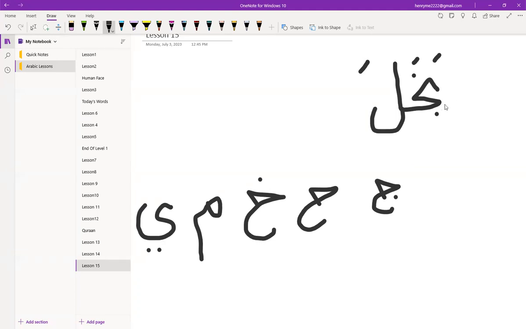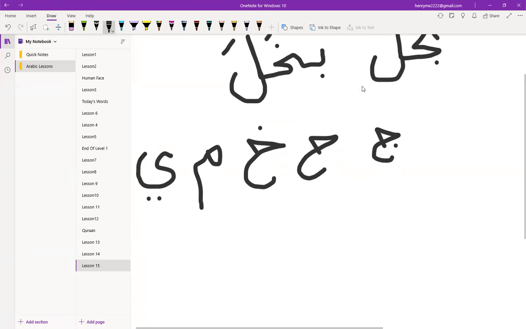Because this way, you can write this word another way, like this. Bakhala. And people read it normally, right? But in the Quran, you will see it always like this one. Okay? But you see, this word took more space than this word. Now let's take some examples.